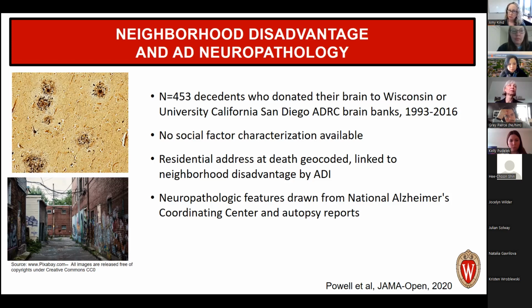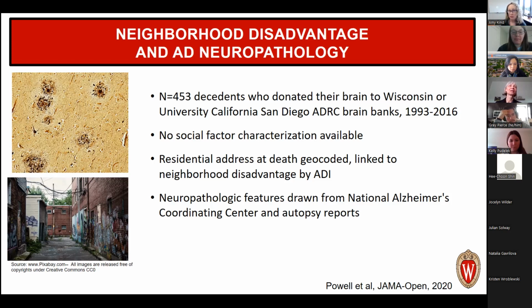So we partnered with the University of California, San Diego in our own brain bank to look at 453 decedents who donated their brains between 1993 and 2016. The reason we didn't go beyond 1993, San Diego did go earlier than that, but everything was on yellow lined paper and it was just a bit too much of a lift to get all that data. So we stuck with the electronic files.